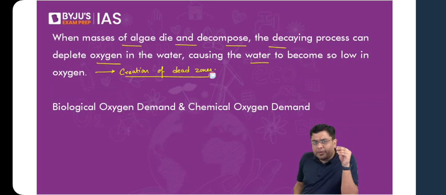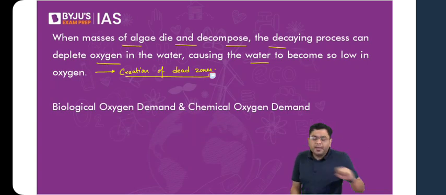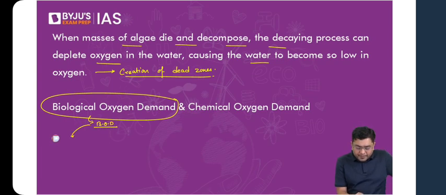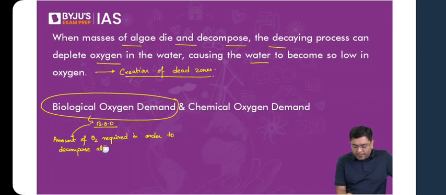So, when we say the biological oxygen demand or chemical oxygen demand of any water body, it talks about the amount of oxygen required for decomposition of waste. Here, the biological oxygen demand, or BOD as it is referred to, is the amount of oxygen required in order to decompose all the organic waste in water.